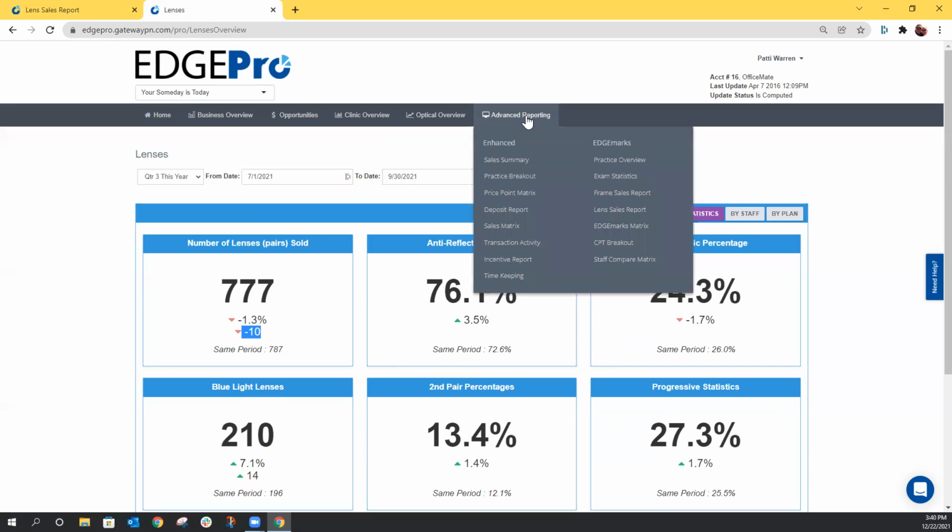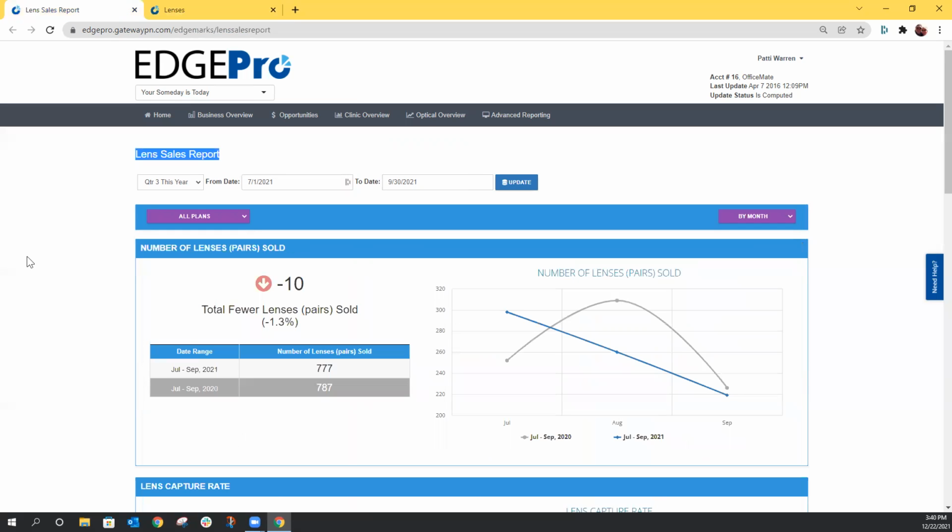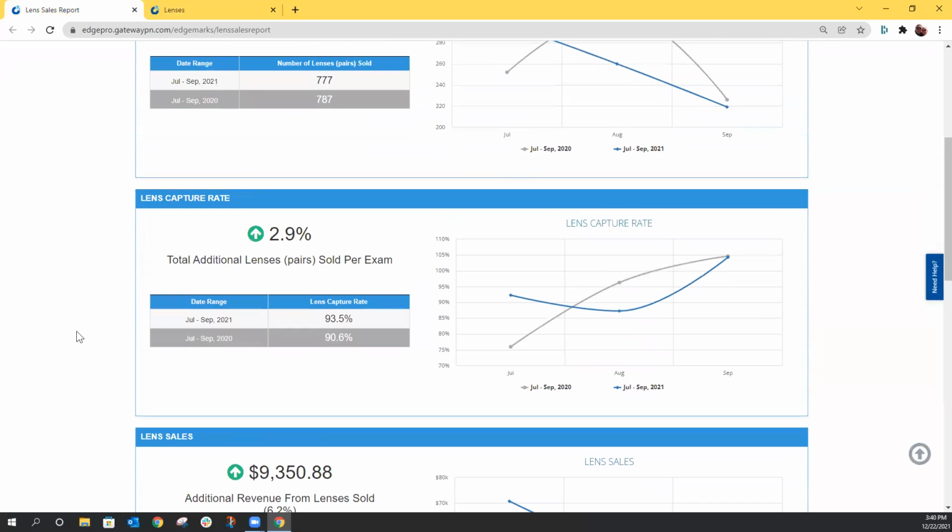But when I come over to advanced reporting, lens cell report, I'm going to have some of that same information, just going to get a little bit more details. So let's take a look here. I can see that I sold, there's that 787 from last year, 777 from this year, and I'm down by 10. But on this page, I've got my lens capture rate.